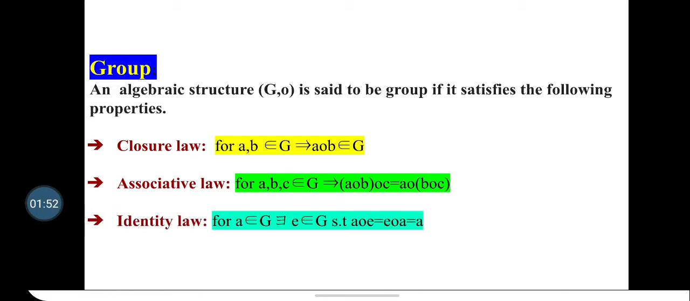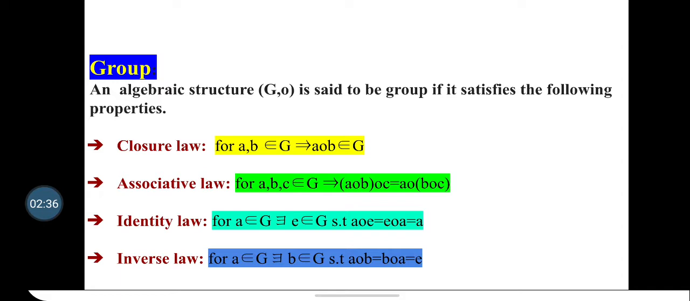The third one is the identity law. It states that if you take any element a belonging to G, then there exists another element e belonging to the same set G such that a ∘ e = e ∘ a = a. For example, if you take any integer -4, then there exists another element 0 belonging to the same integer set such that -4 + 0 = 0 + (-4) = -4. Here 0 is called the additive identity. Similarly, in the case of multiplication, 1 will be the multiplicative identity because 4 × 1 = 1 × 4 = 4.